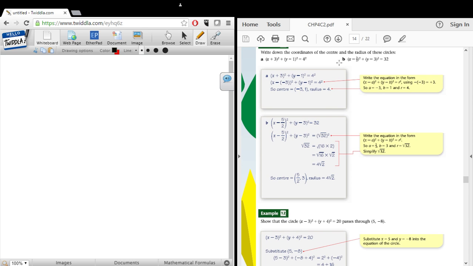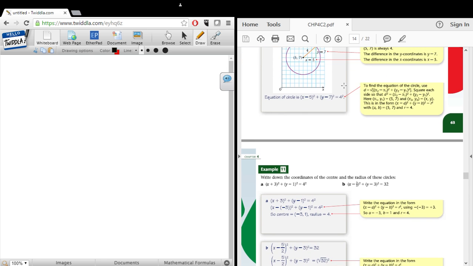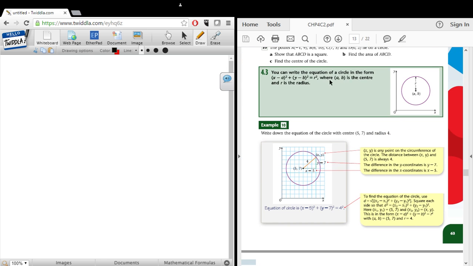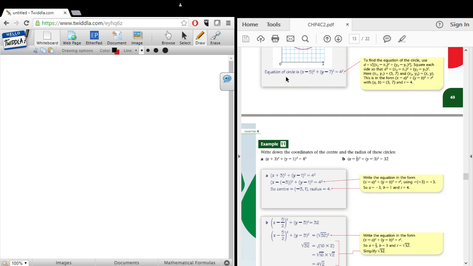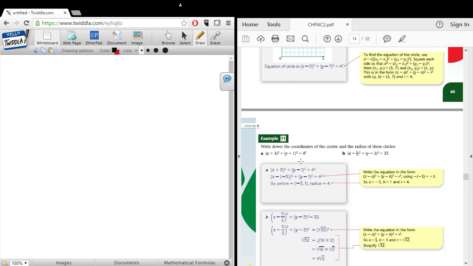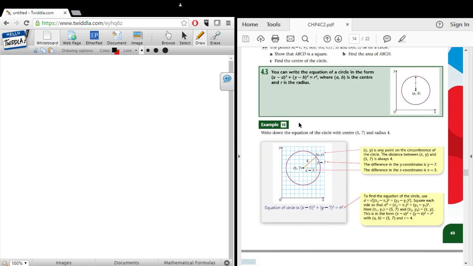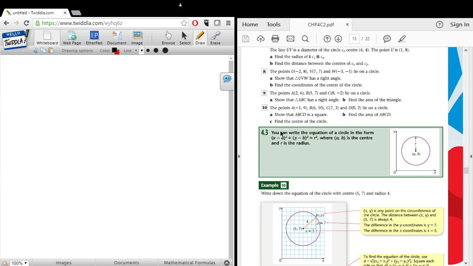Again, write down the coordinates of the center and the radius of these circles. Well, let's look at it. 3 minus 1, 4. So the radius is 4, and you have x, which is represented by 3, and y, which is represented by minus 1. And again, just refer back to the equation. Sorry, I should say minus 3, sorry, and 1. Okay, refer back to the equation. Okay, there we go.